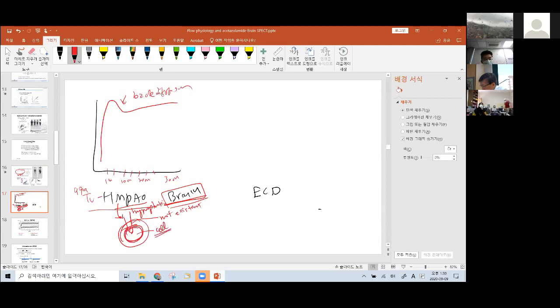And inside the cell, there is a lot of glutathione. And glutathione is making HMPO into a hydrophilic form. But it takes a little bit of time. HMPO is entering too much, so HMPO that is still hydrophobic is back diffused.